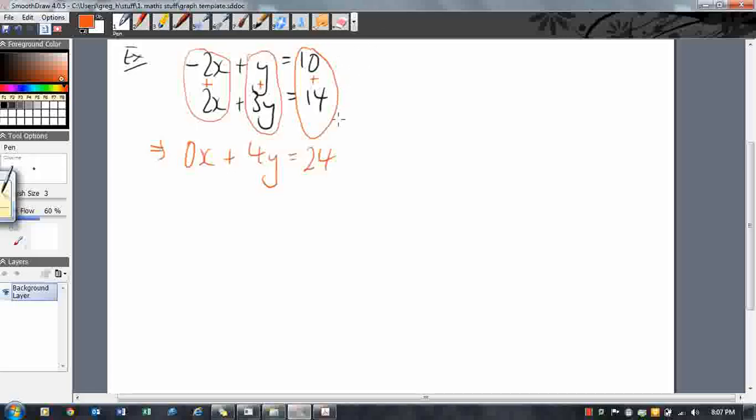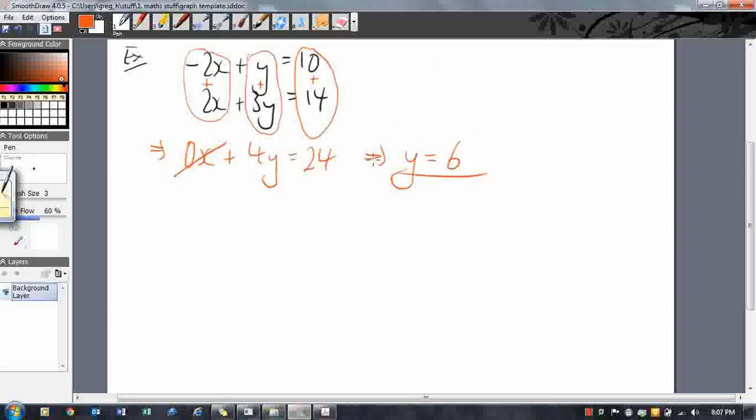So it just makes sense. We're adding all the parts together, and that 0x just disappears. You can see that it disappears, and that's why we've done it, to make it disappear. Added a plus in there. So solve this. We've got 4y equals 24, therefore y equals 24 divided by 4, which is 6. Can you see how quickly a solution comes out if you do this?